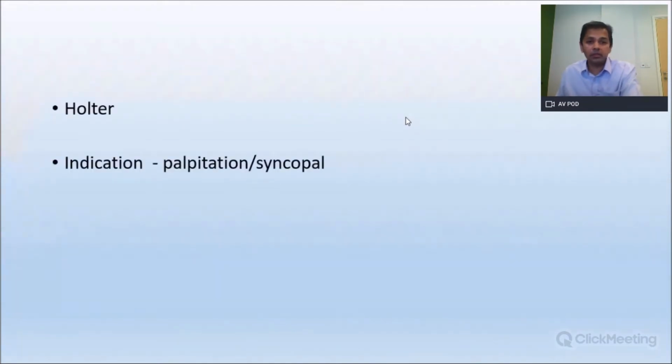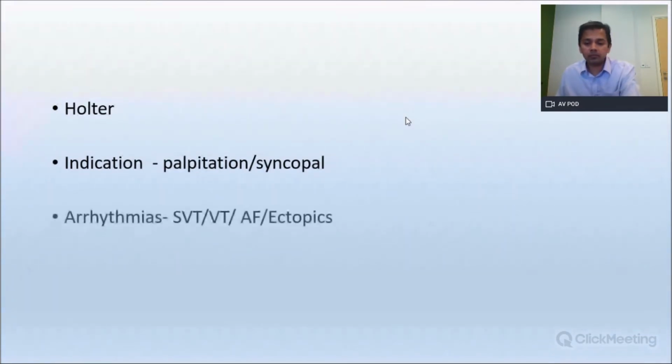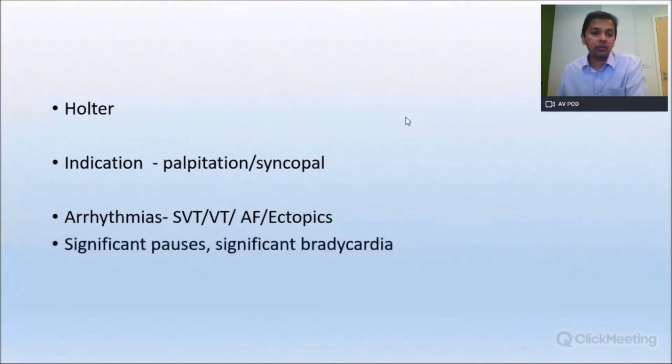And when you do a Holter, if you have palpitation or syncope, what information you can get, you can look for any arrhythmia such as SVT, VT, AF, ectopic, as mentioned in the previous case. Also, if there's significant pauses or bradycardia or AV block, you can detect it in Holter.